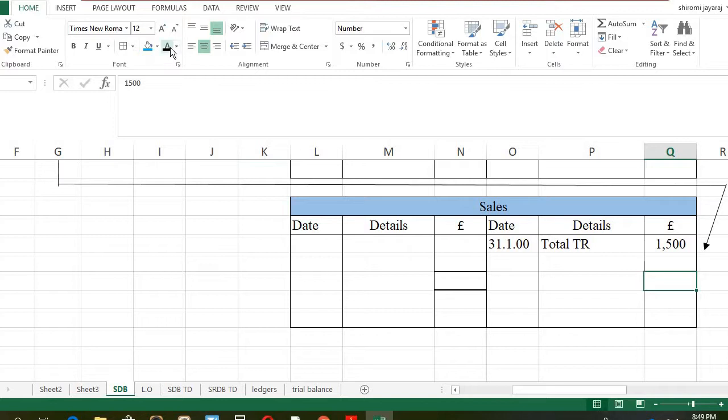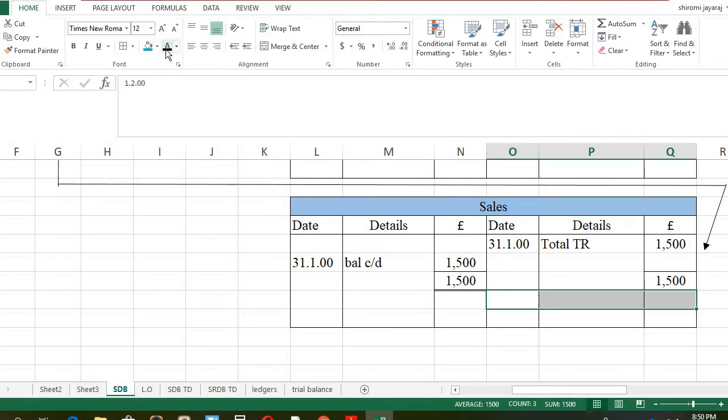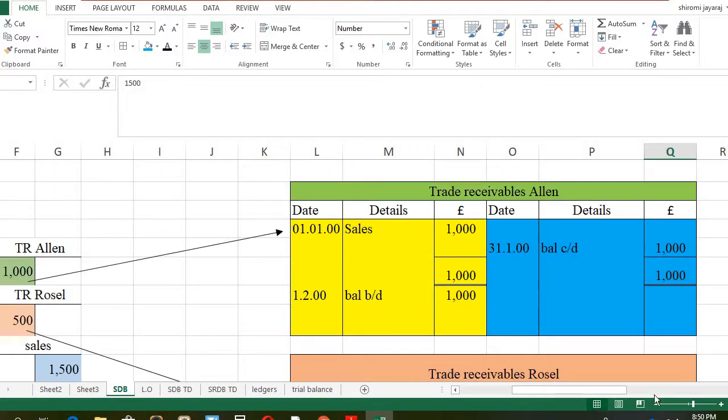Now let's balance the sales account. Credit side is greater. Bring it down to the total. Then you find the difference between the total and the debit side. Give 1,500 again, 31st Jan 2000, balance carried down. Take it to the opposite side. The next date, which is 1st Feb 2000, as balance brought down 1,500. So sales has a credit balance of 1,500. Now we are done with the balancing.